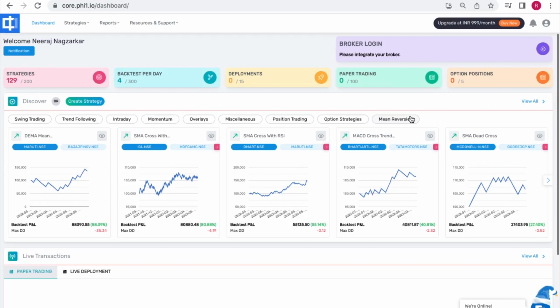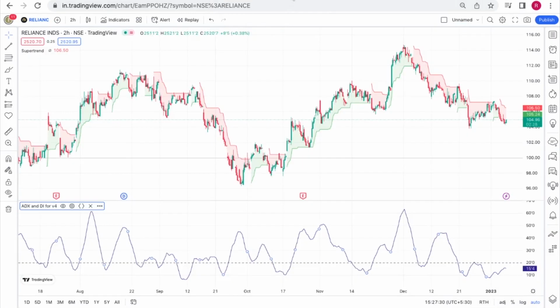In this video, we'll illustrate a strategy using the ADX indicator and the Super Trend indicator. Now in the last video, we extensively described the Super Trend indicator. Here we'll use an actual chart of Reliance to illustrate what the strategy is about. Now let's take a quick look at Super Trend once again.